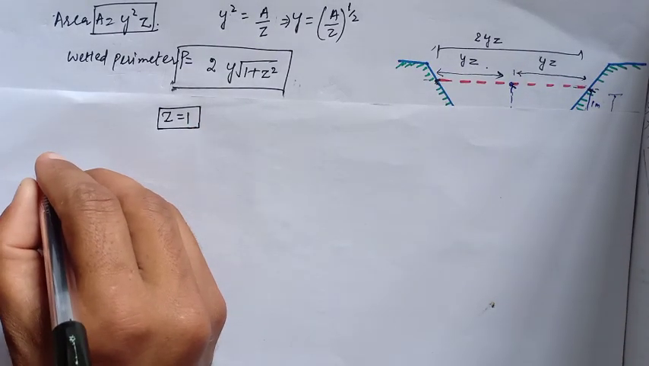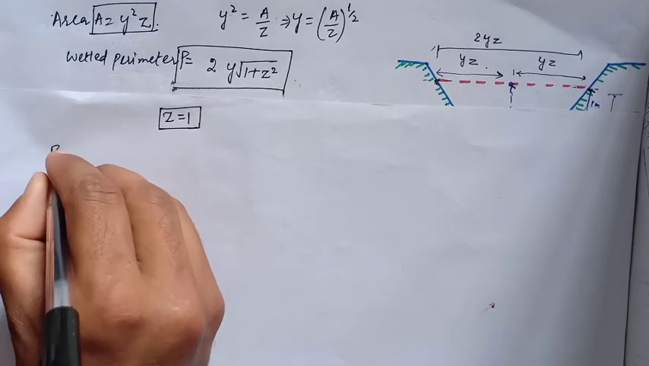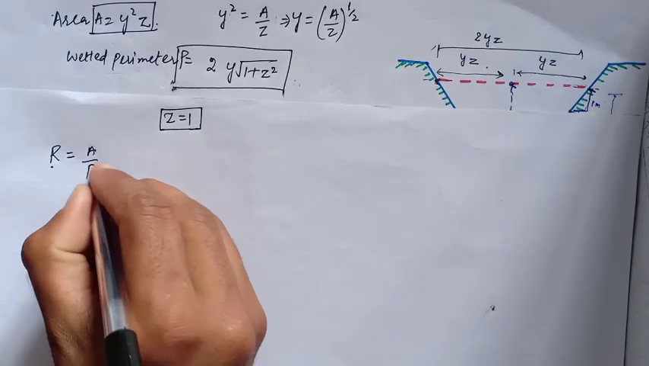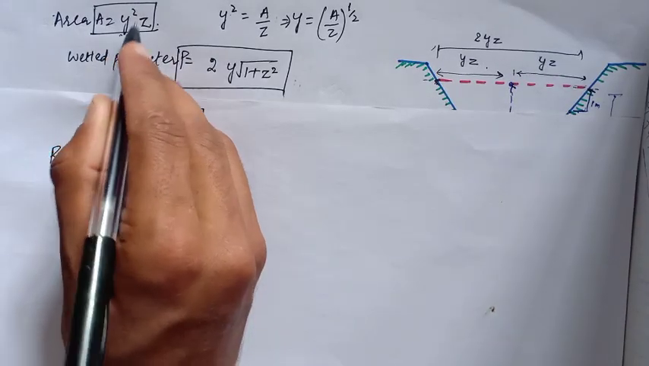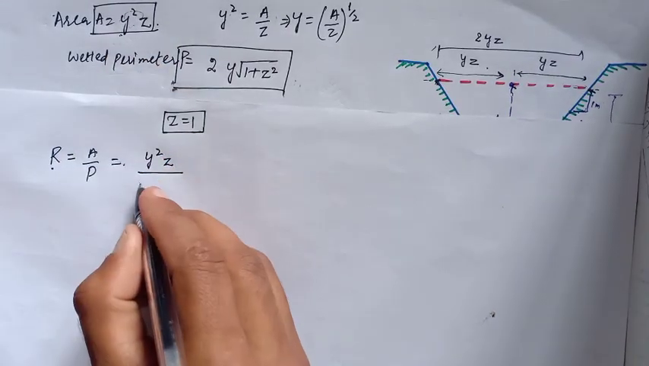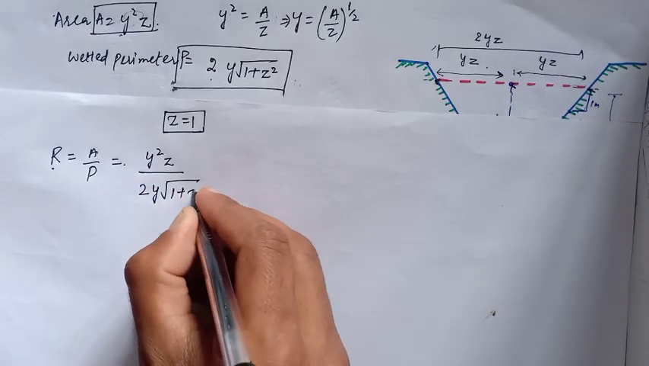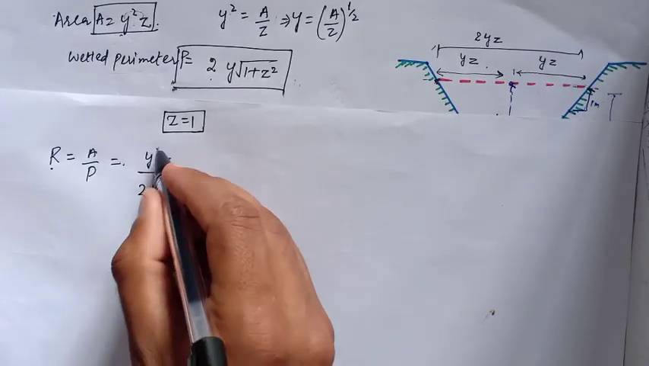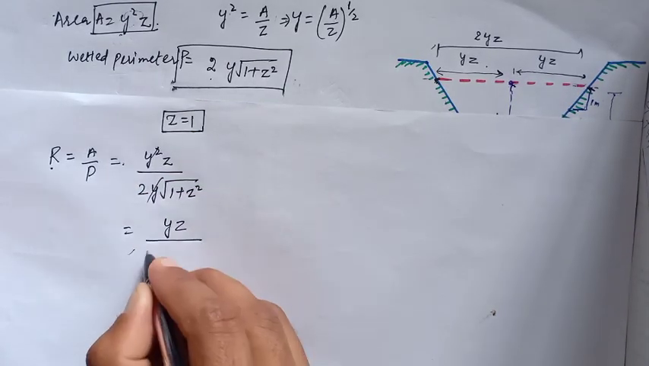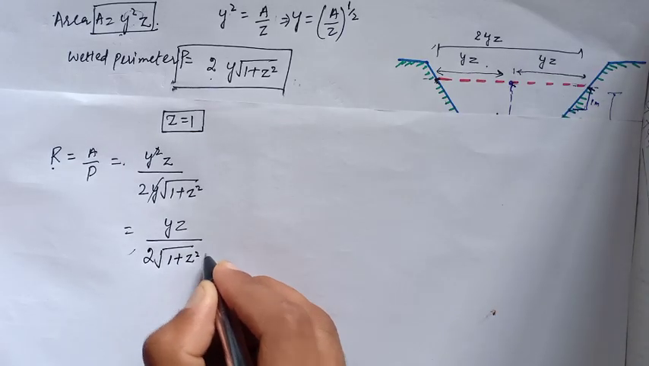Now the next condition we have to find out by taking the hydraulic mean depth. R is equal to hydraulic mean depth, R is equal to area upon wetted perimeter. So area is given here as y square z, and wetted perimeter is twice y under root of 1 plus z square. So y and y get cancelled out. So this will be equal to yz divided by twice under root of 1 plus z square.